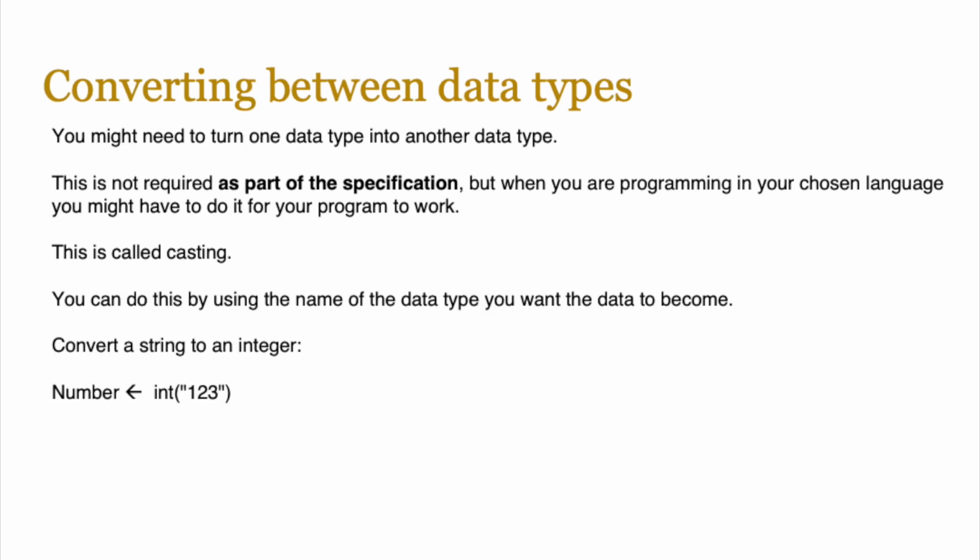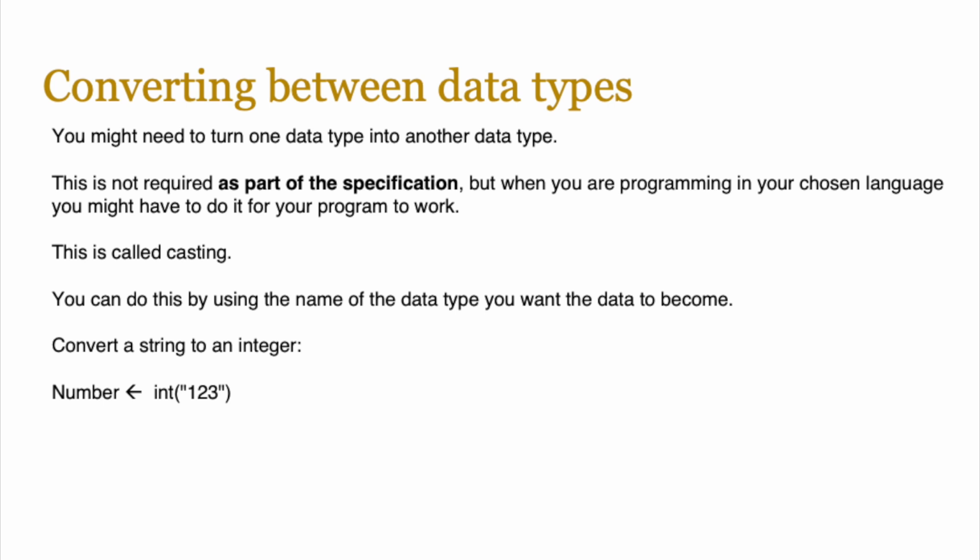Now, you can also convert between data types. This part is not really necessary for our syllabus. However, if you wanted to know about it, it's basically called casting, and you simply say number is assigned the value and just put the data type in front of it, int of a string 123. So that means this is going to convert the string 123 into an integer 123. So you can convert text to integers and vice versa.